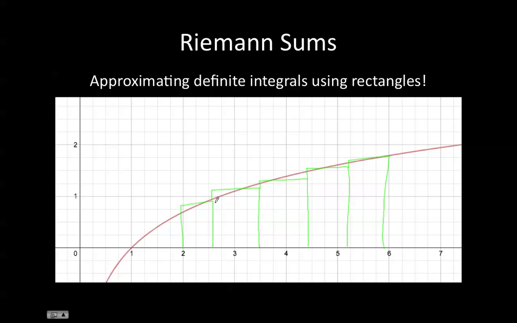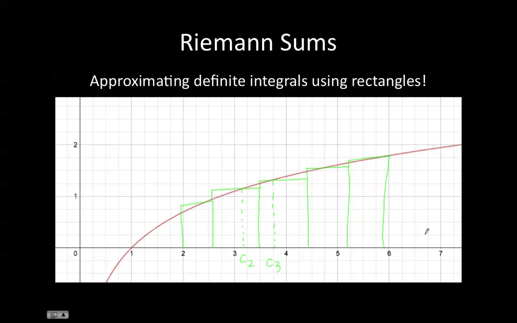Now the location where each of these rectangles intersects the function corresponds to a different x value, which will be called C1, C2, C3, etc., or sample points. So over here we would have a C2, and over here we would have a C3, etc.